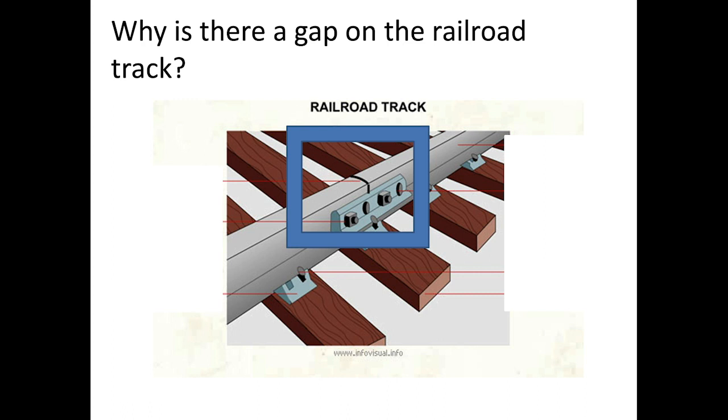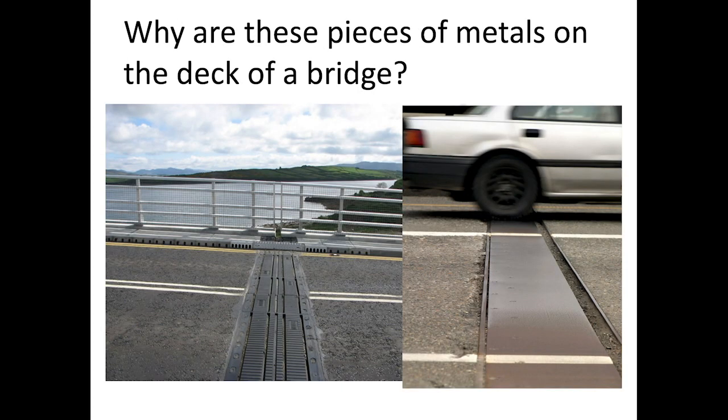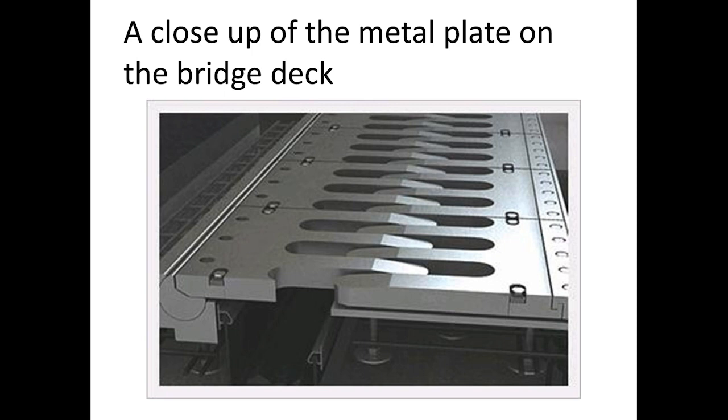Why is there a gap on the railroad track? So you've got these railroad tracks. Another quick question is, why are these pieces of metal on the deck of a bridge? You can see a close-up there. So, possible reasons why we would want this.